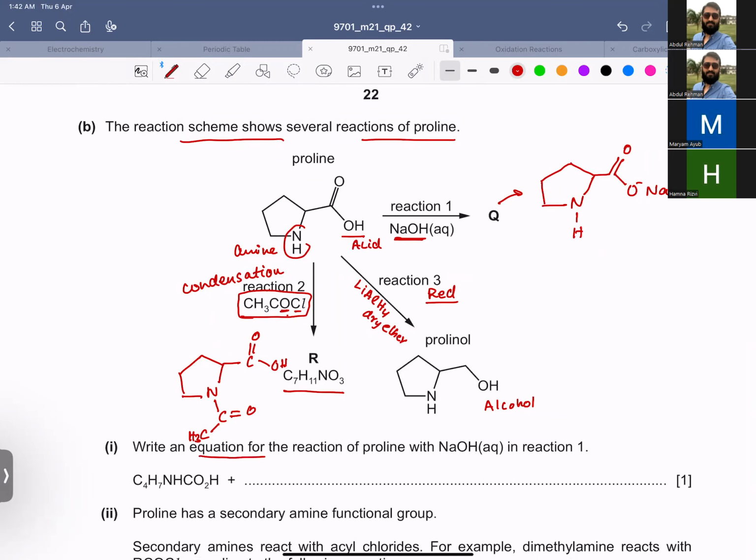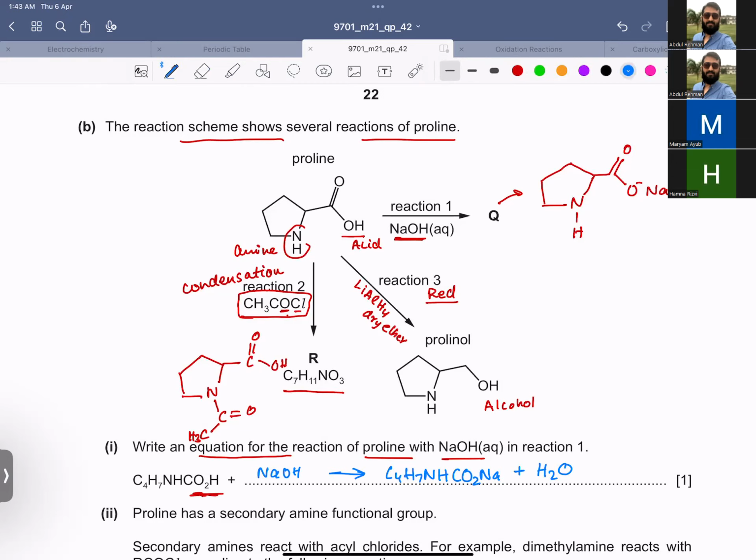Now, write an equation for the reaction of proline with NaOH. Okay, we have already discussed the product. See, they have shown you the carboxylic acid in the formula. So it's very easy. You just write NaOH, make an arrow, then repeat the whole organic product. Just don't write CO2H. Instead, write CO2Na. And the H that is released from here bonds with the OH of NaOH, which results in water.